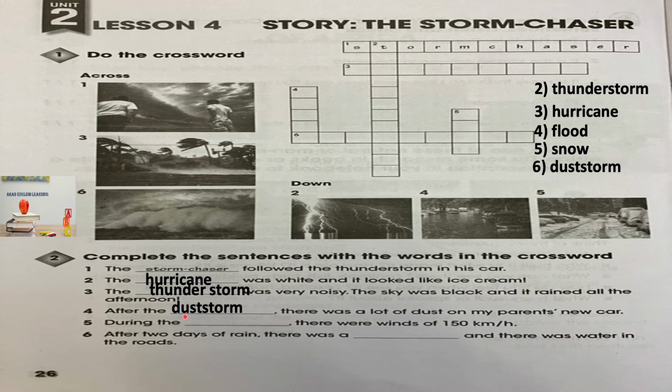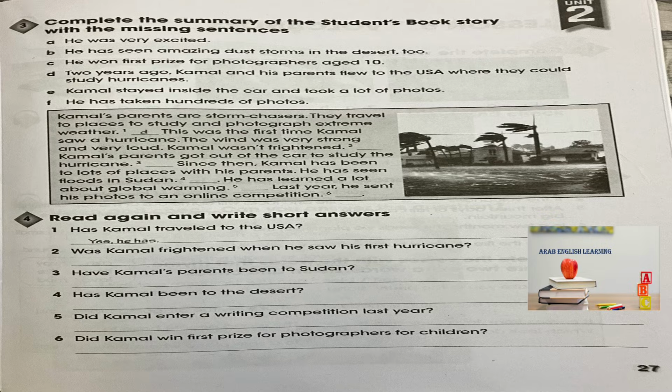4. After the dust storm, there was a lot of dust on my parents' new car. 5. During the snow, there were winds of 150 kilometers per hour. 6. After 2 days of rain, there was a flood and there was water in the roads. Page 27, Exercise 3. Complete the summary of the student's book story with the missing sentences.